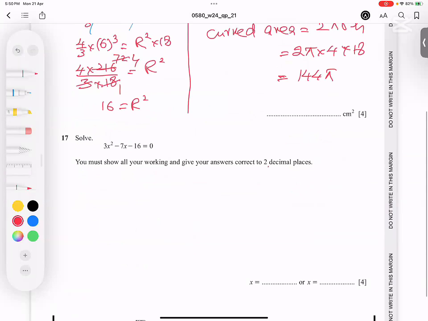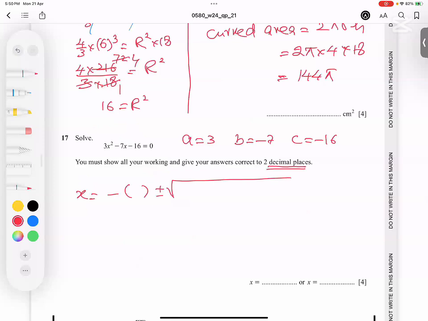In this one, he said 2dp. Whenever 2dp, 3dp, go for the quadratic formula. A value is 3, B value is -7. Though these values you don't need to show to the examiner, as a teacher I suggest you write them in the exam. In this way, the chance of mistake reduces. And look what I'm doing. I'm writing the formula: -b plus or minus the square root of b squared minus 4ac, over 2a.